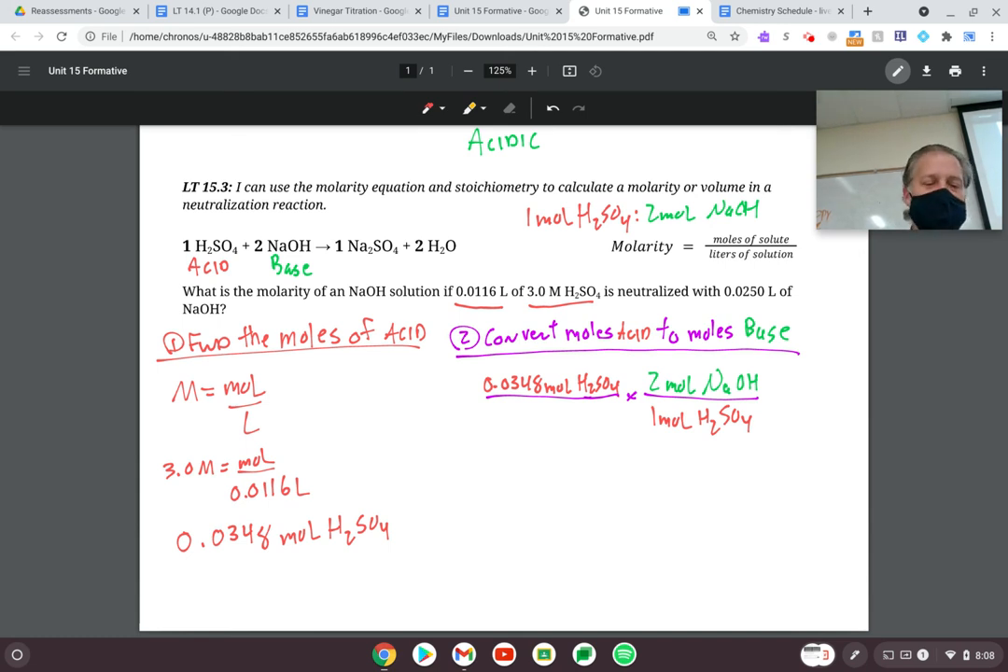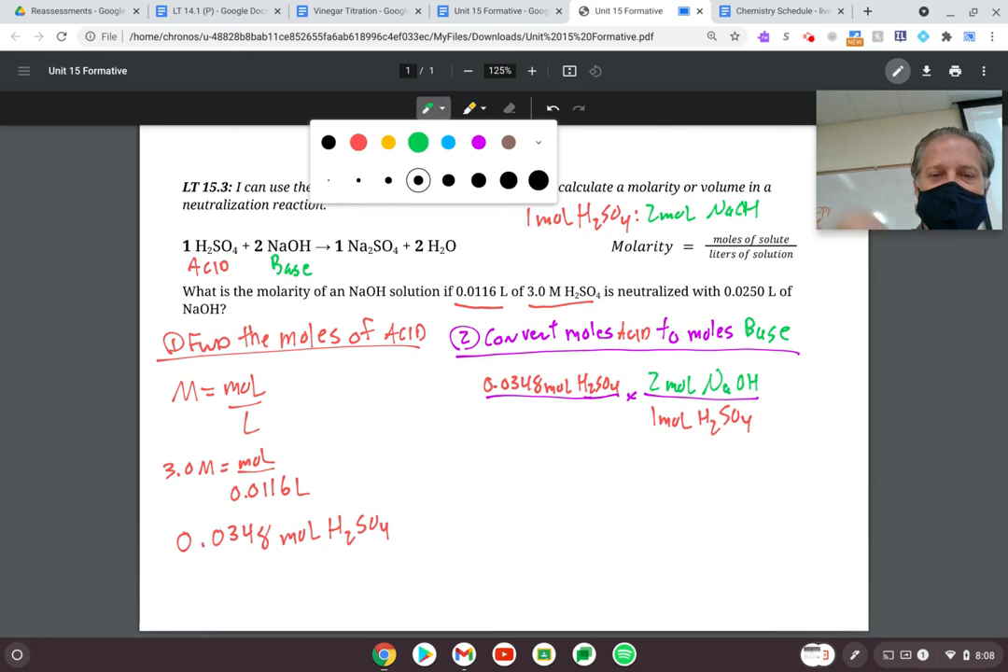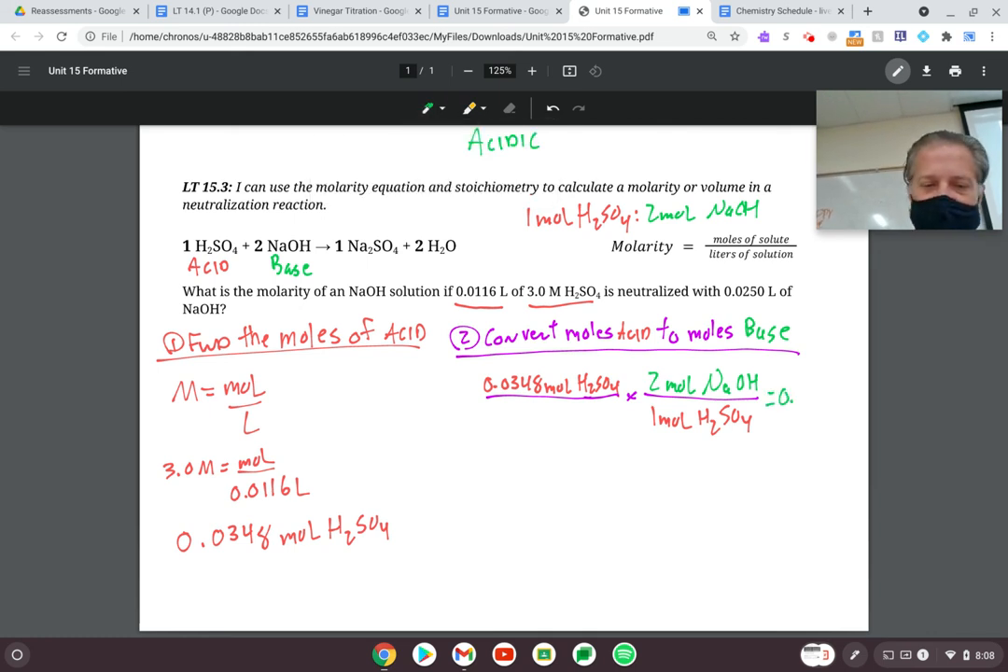And then I'll calculate the value of that. So I'm going to take the 0.0348 times 2, and the moles of base would be equal to 0.0696 moles of NaOH. And then the last thing I'm going to do is find the molarity of the base.